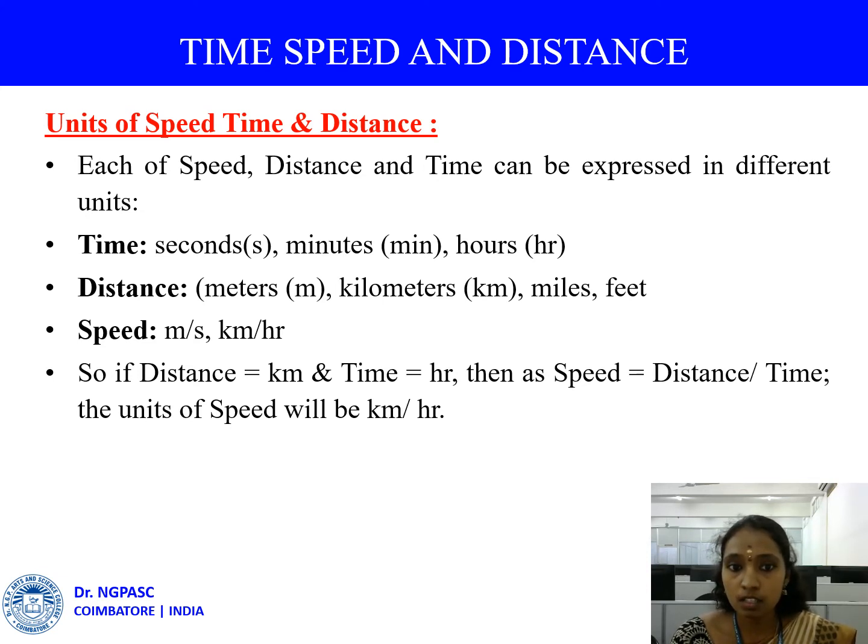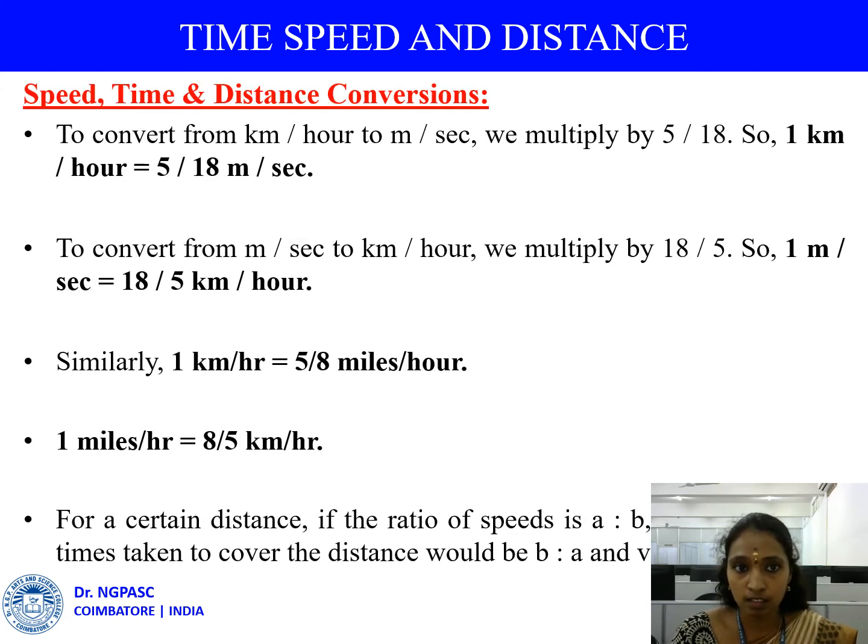Suppose distance is given in kilometers and time in hours, then how do we calculate the speed? Speed is calculated in kilometers per hour, because distance is given in kilometers and time in hours. So these are the units of time, speed and distance. Next, speed, time and distance conversions. How do we convert them?